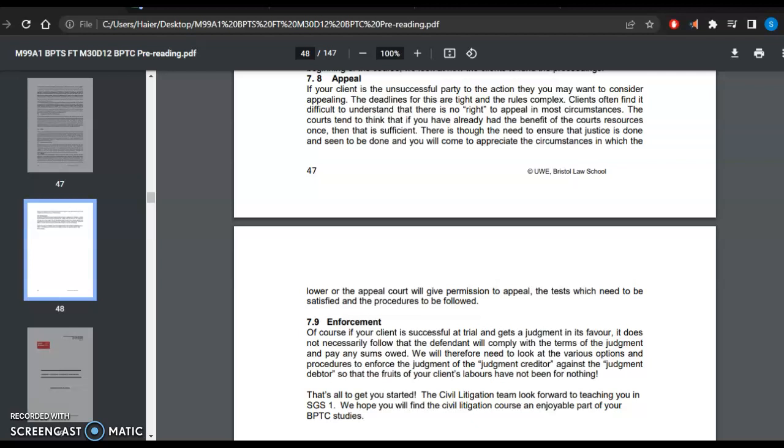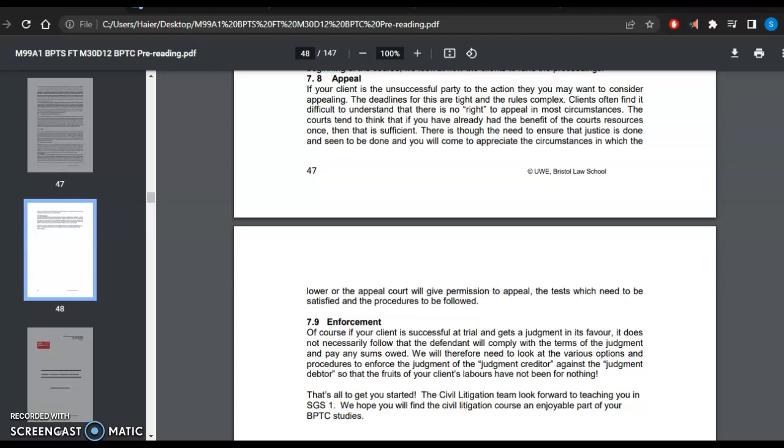Clients often find it difficult to understand that there is no right to appeal in most circumstances. The courts tend to think that if you have already had the benefit of the court's resources once, then that is sufficient. There is though the need to ensure that justice is done and seen to be done, and you will come to appreciate the circumstances in which the lower and appellate court will give permission to appeal.